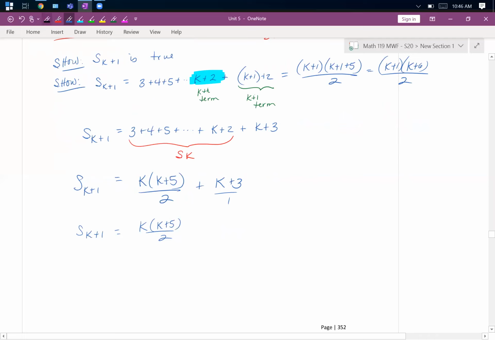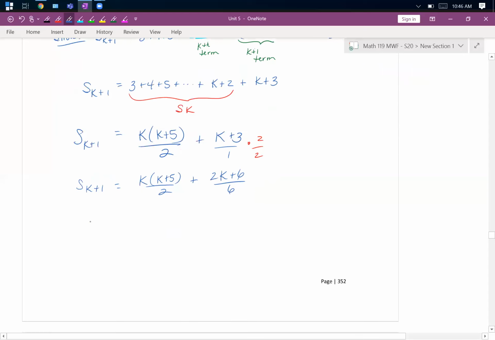I'm definitely going to run out of room here. So multiplying top and bottom by 2, it's going to be 2k plus 6 all over 2. Guess I should have distributed there. I'm going to distribute and put them all together in one fraction since we have a common denominator. So this is going to be k squared plus 5k plus 2k plus 6 all over 2, which is k squared plus 7k plus 6 all over 2.